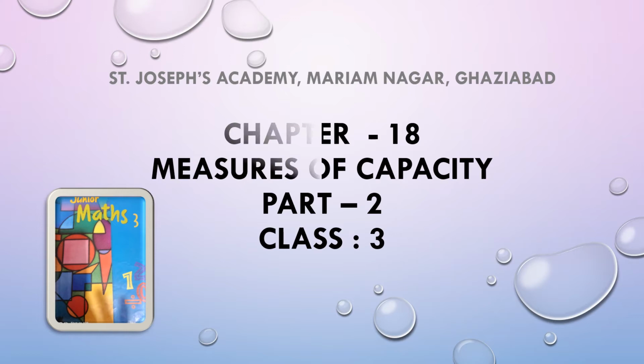Children, today we are going to do part 2 section of Measures of Capacity, chapter 18 of class 3rd Maths Junior book. In this, we are going to understand the conversion, that is changing milliliter into liters and liters into milliliters. Let's start it.